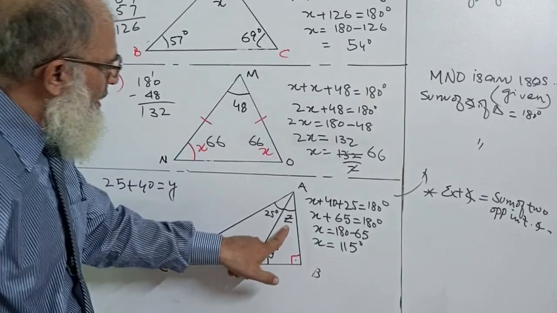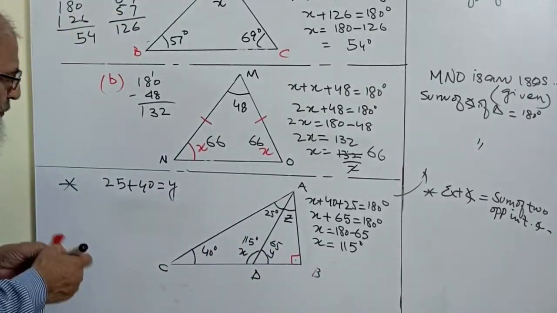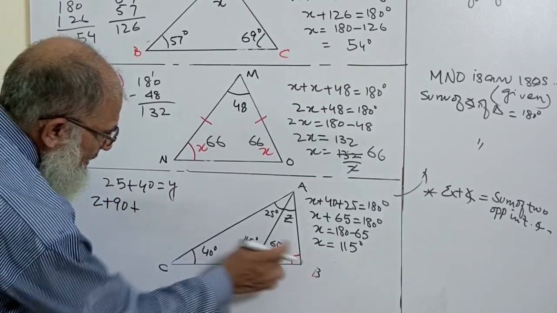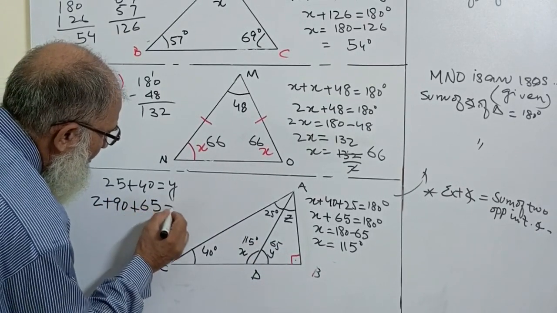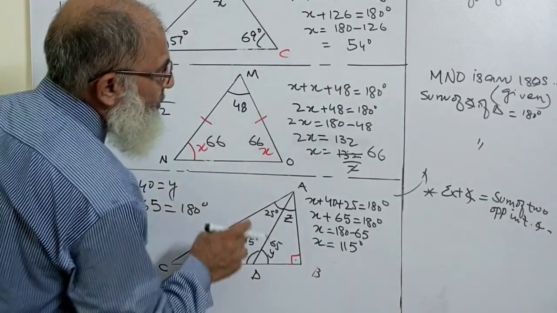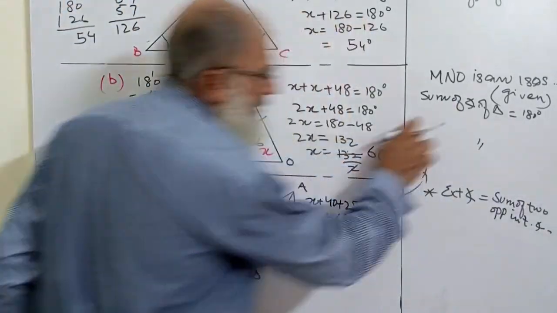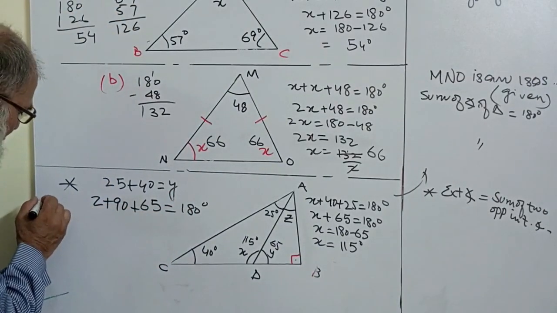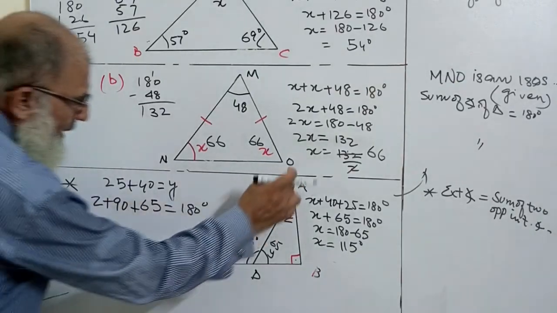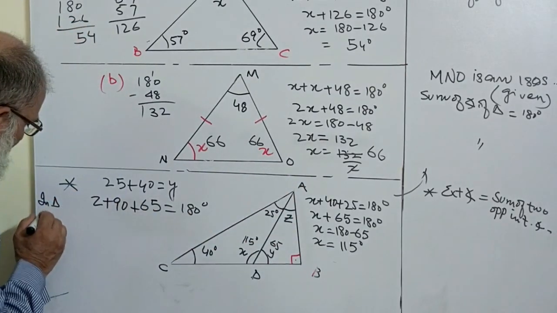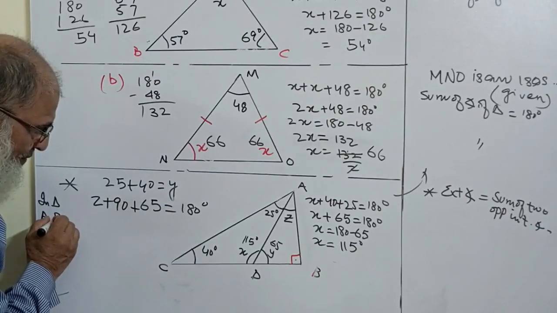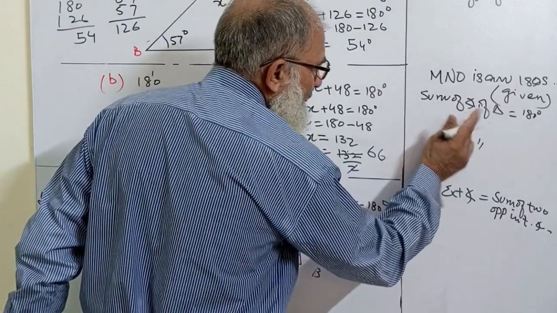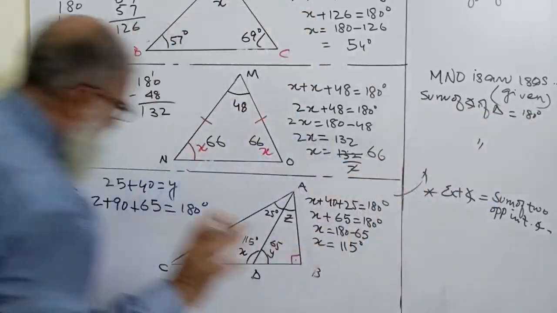Now dear students, for the angle z, what will we do? Z plus 90 plus 65 is equal to 180 degree. So the reason will again remain the same, but we'll write that in triangle ADB. So it is in triangle ABD: in triangle ABD, sum of the angles of triangle is 180 degree.